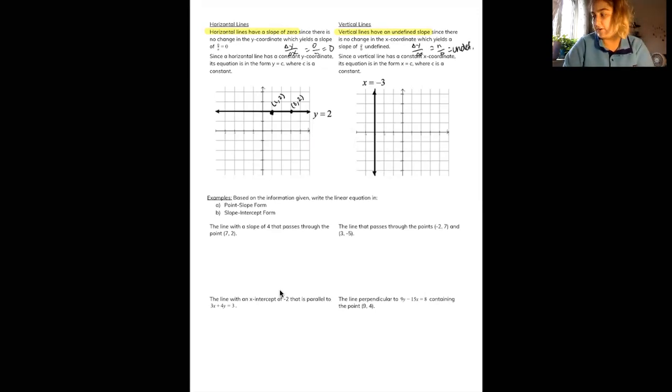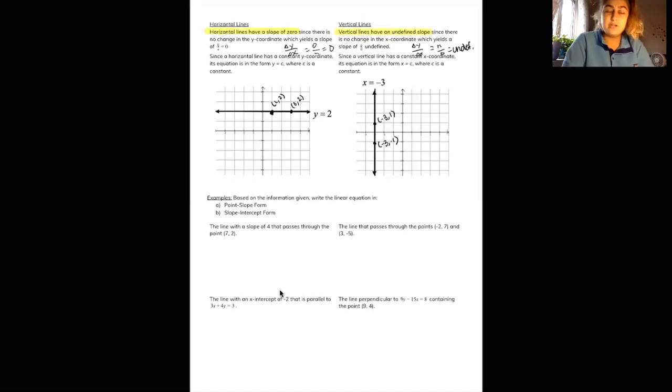So the slope of a vertical line is undefined, okay? So again, we can look here. This point is -3, 1. This point's -3, -1. It's only going through one x value, but it's hitting all of the y values. So when we have a vertical line, we write that as x equals something. For a horizontal line, it's y equals something, and for a vertical line, it's x equals something.